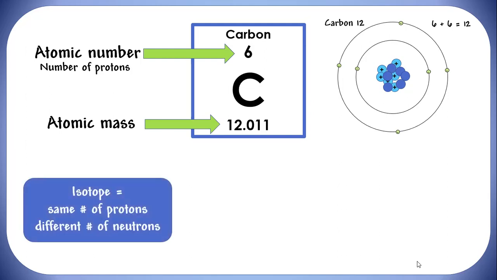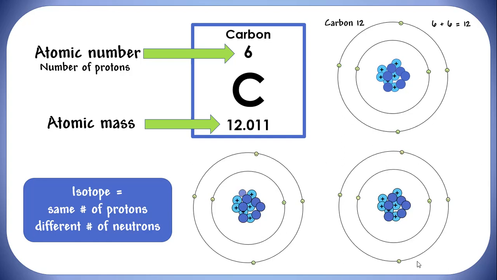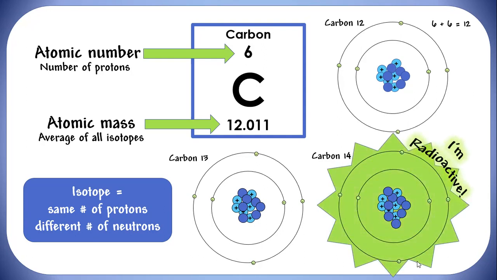Atoms with the same number of protons but a different number of neutrons are isotopes. Carbon has two other isotopes besides carbon 12. Carbon 13 has 7 neutrons, and carbon 14 has 8. However, they are so much less common than carbon 12 that if you average all the masses of all the carbon atoms in any carbon sample, you get an average mass of 12.011. When the number of neutrons and protons becomes too unbalanced, an isotope may become radioactive, meaning that it is likely to fall apart. Carbon 14 is an example of a radioactive isotope.